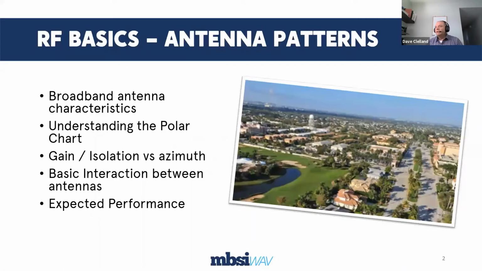These are the five topics that we're going to broach today. We're going to understand a little bit about antenna characteristics. We're going to look at a polar chart from maybe a little bit different view than what you're used to looking at it, but it's still very simple. We're going to look at gain and isolation versus azimuth is what we're going to concentrate on here. We're going to look at the basic interaction between antennas that are co-located on a tower, and we're going to look at how to measure the performance that we might expect on a co-located system.